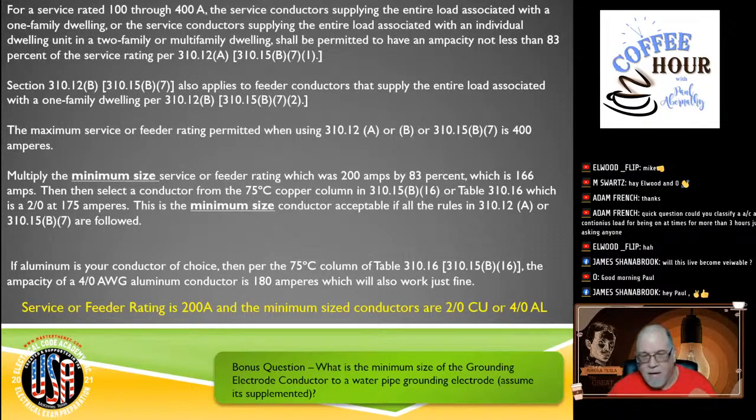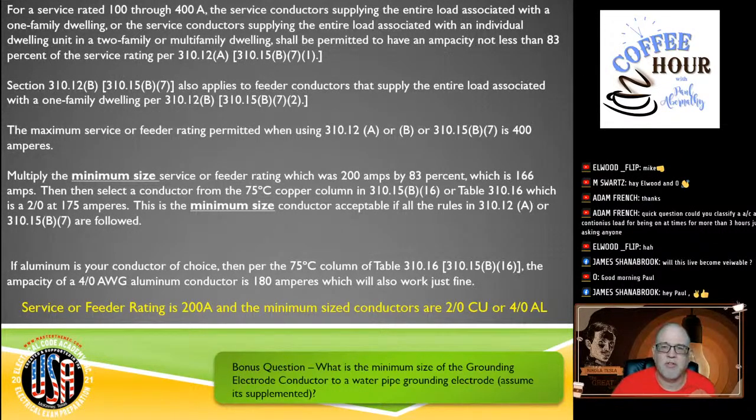I'm just saying. All right, but we want to use 310.12. And for you that are in the 2017 code, that's 310.15(B)(7). And for you old timers, that used to be 310.15(B)(6), right? Okay. All right, so let's do this. Get our hands dirty now, because we already know what the service rating is. It's 200. We already did that. All right, so for the service rated 100 through 400 amperes, and obviously ours was 200, so right smack in the middle.